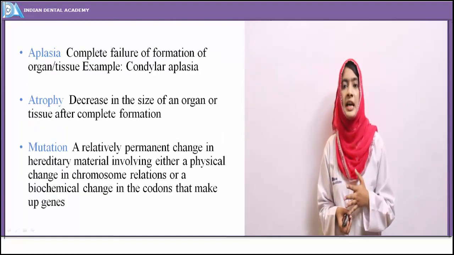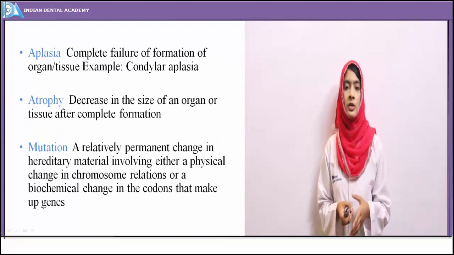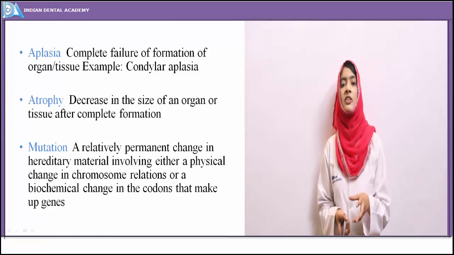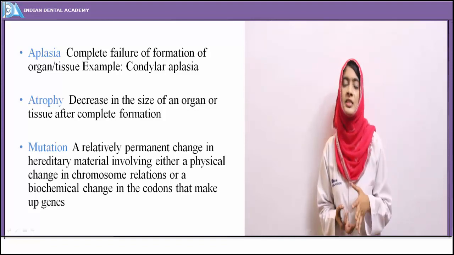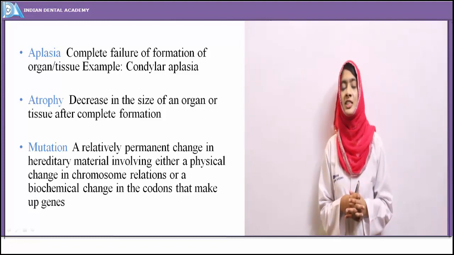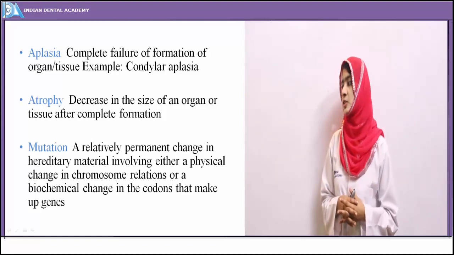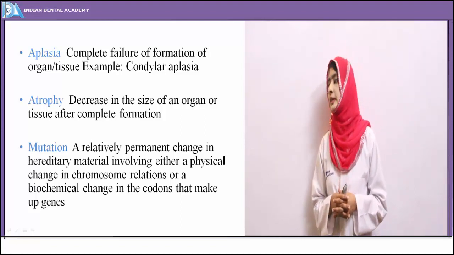Aplasia is complete absence of formation of an organ or tissue. In the case of condyles, again sometimes it may be malformed, sometimes it may be completely absent, so that denotes aplasia. Atrophy is degeneration of the organ, that is, a decrease in the size of the organ, ultimately leading to complete deformation.